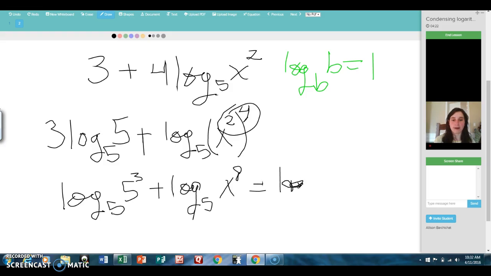So I have log base 5, and let's call 5 cubed 125, times x to the 8th. And that is my final answer.